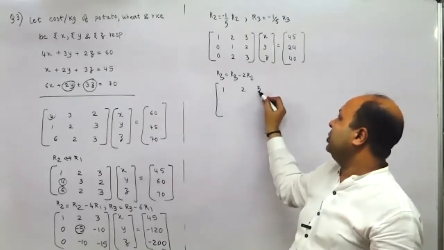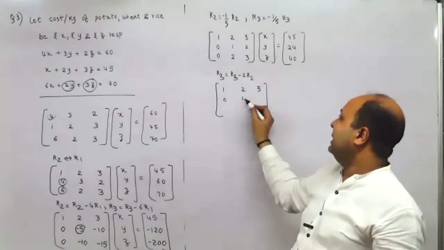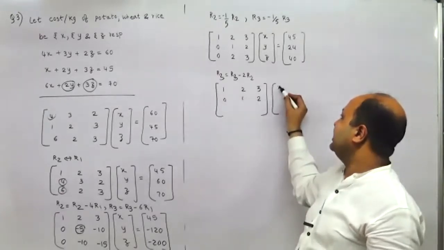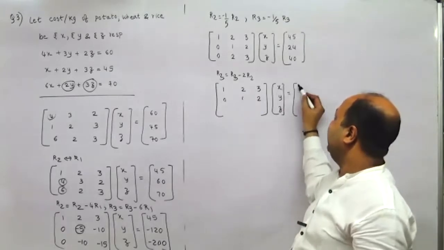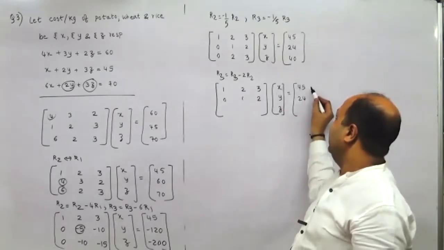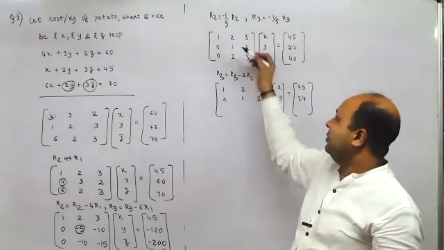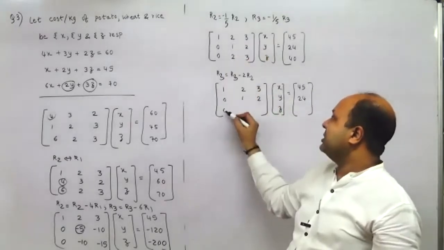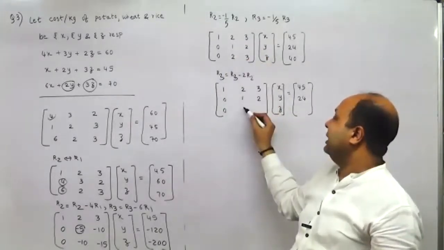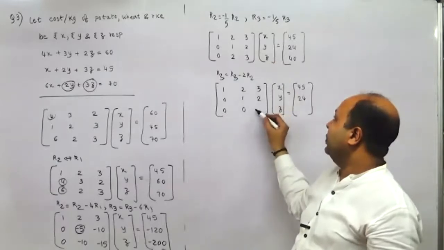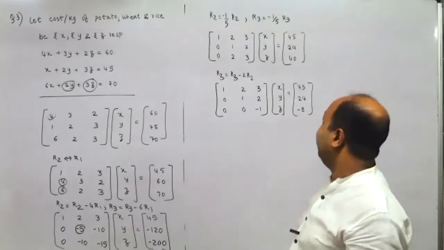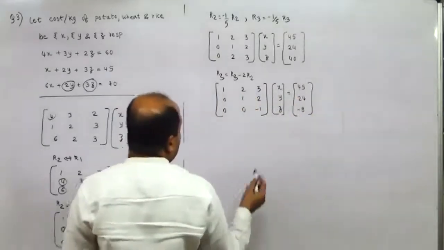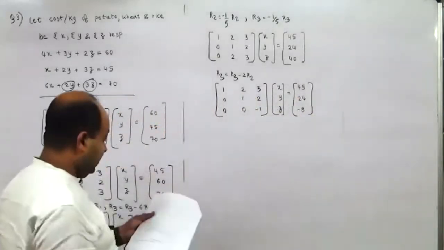This is 1, 2, 3. This is 0, 1, 2, X, Y, Z. And this is 45, 24. Here R3 minus double of R2. So 0 minus 2 times 0 is 0. 2 minus 2 times 1 is 0. 3 minus 4 is minus 1. 40 minus 48 is minus 8. Next. Have they made this also 1? No.